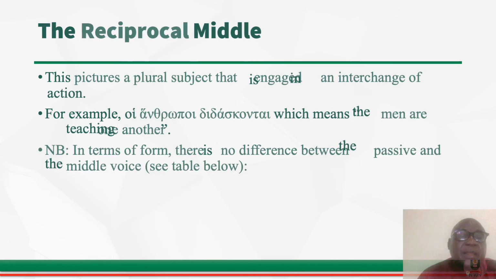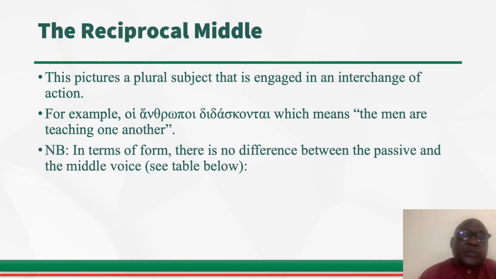Now, because of the verbs, the reciprocal middle actually occurs only with a plural subject engaged in an interchange of action. For example, oi anthropoi didaskontai: the men are teaching one another. In terms of form, in terms of spelling, there is no difference between the passive voice and the middle voice.